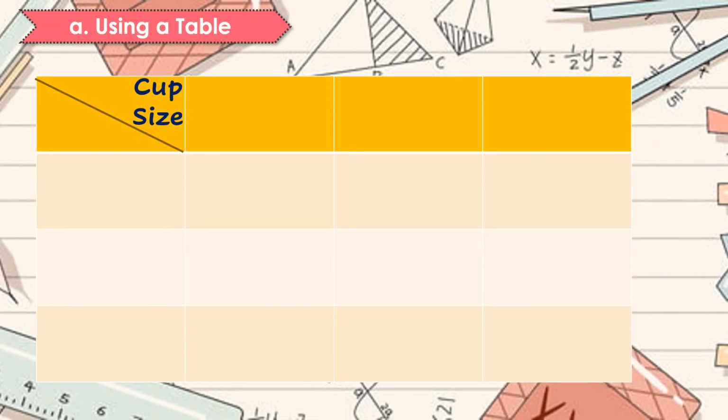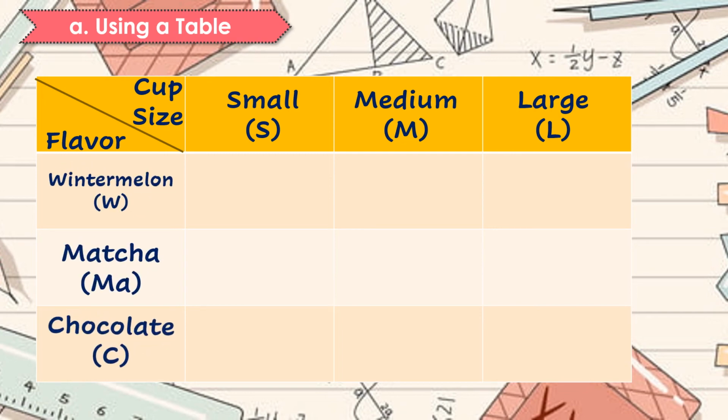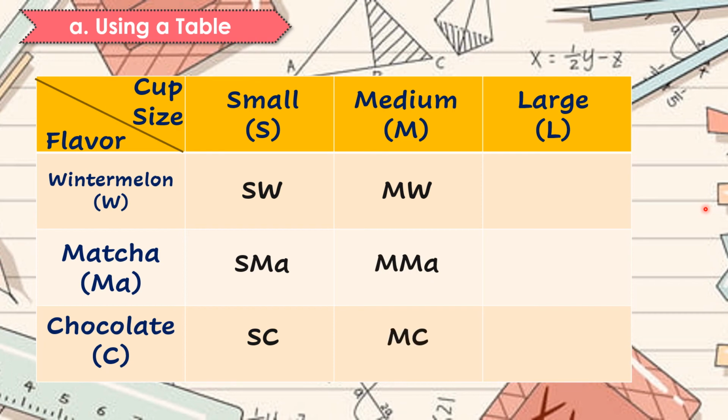For using a table, ang first row natin is for the cup sizes and the first column is for the flavor. So, ang sizes na pagpipilian natin ay small, medium, and large. Sa flavors naman, mayroon tayong winter melon, matcha, and chocolate. Ayan. Unahin natin ang small. Pwedeng small winter melon, small matcha, or small chocolate. Kung medium size naman ang kanyang napiling cup size, pwedeng medium winter melon, medium matcha, medium chocolate.